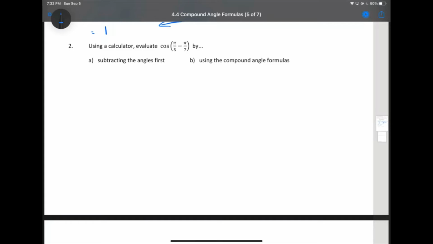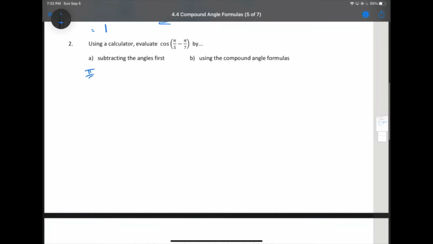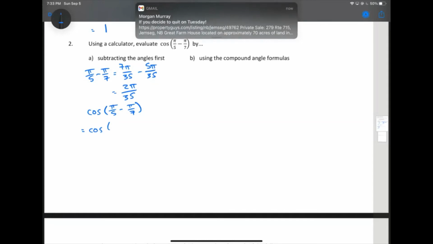So let's try subtracting those angles. Pi over 5 minus pi over 7. Well, we need a common denominator of 35. So that'll be 7 pi on the top, minus 5 pi on the top, which gives us 2 pi over 35. Definitely not one of our special angles. Well, that's okay. Cos of pi over 5 minus pi over 7 is equal to cos of 2 pi over 35.